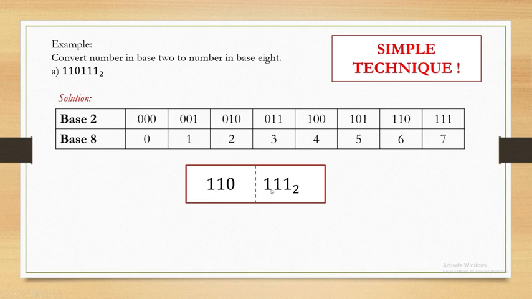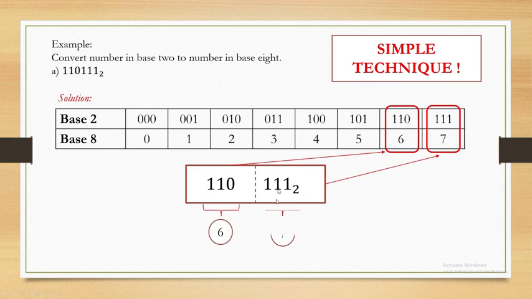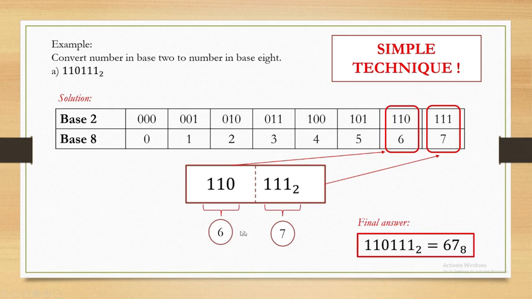Okay, 1, 1, 1, and then the second group is 0, 1, 1, and then we're gonna find which one is 1, 1, 0. Okay, this one. Then we circle this one. Which one is 1, 1, 1? Okay, this one. Then we're gonna circle this one. So the digit for this group is 6, and for this group is 7. Then we combine these digits to form the number in base 8, so the final answer is 67 base 8.